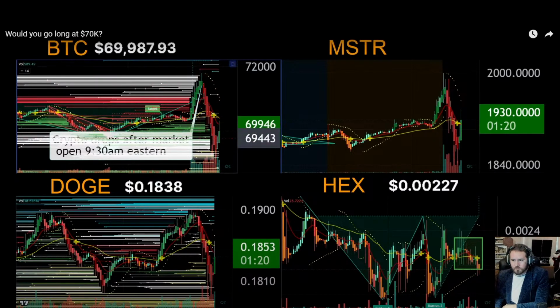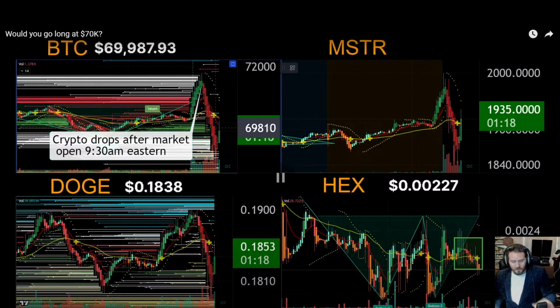What would be your take profit if you went long at 70,000? Was that Imad? Imad was like, nope. I was like, would you go long at 70K here? Imad's like, nope. BJ's like, yep. Let's see how this goes.